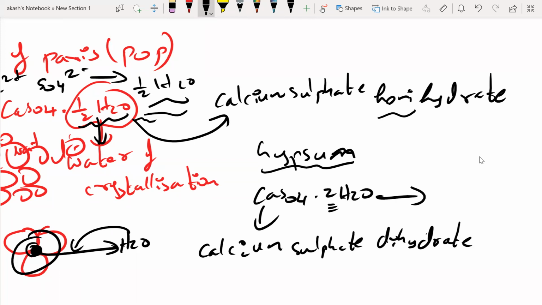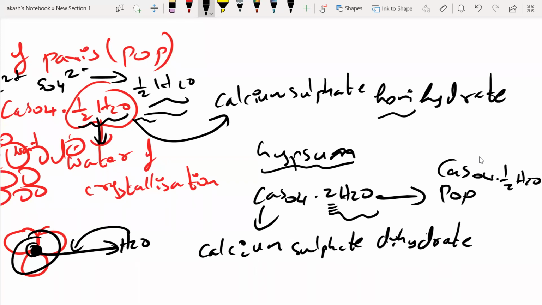What I have to do to this to end up with POP, that is CaSO4.half H2O? What should I do here, to convert gypsum to plaster of Paris? Simple, right? By looking at it, what is the difference between these two? Very, very simple.